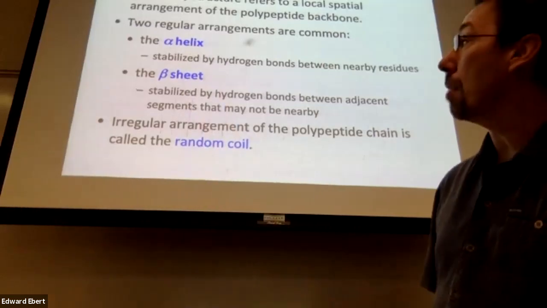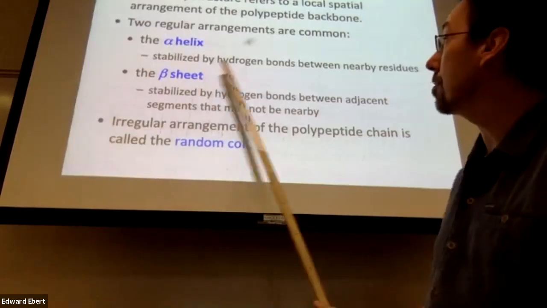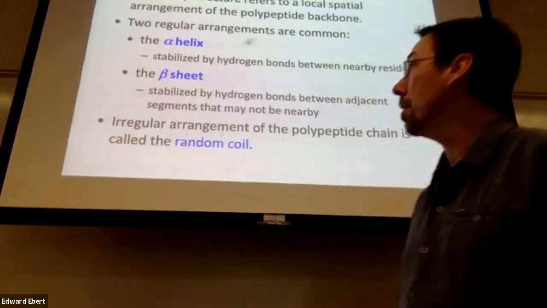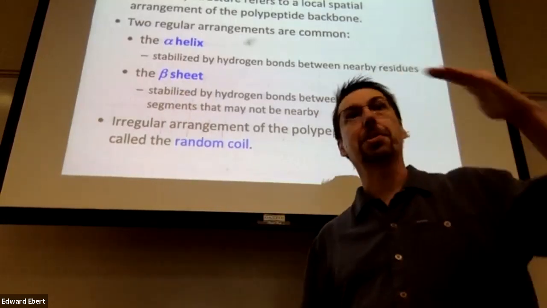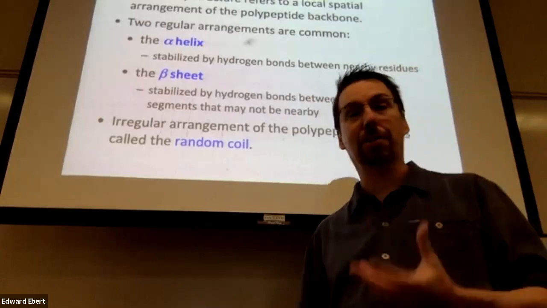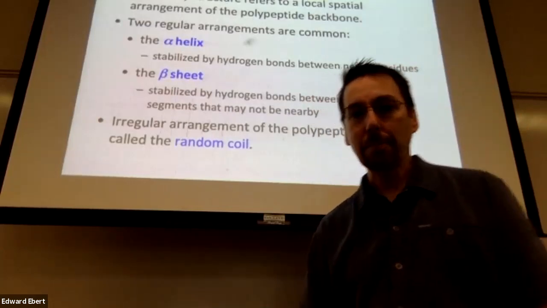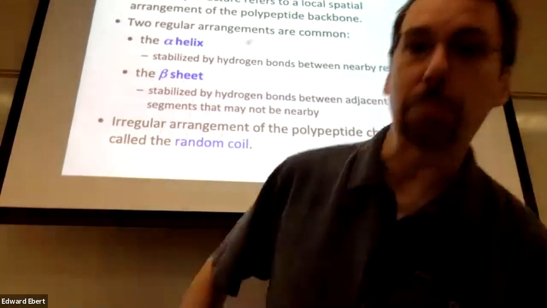There are two very common ones: the alpha helix and the beta sheet. Our alpha helix is going to be stabilized by hydrogen bonds between different nearby residues. Our beta sheets are going to be stabilized by hydrogen bonds between different segments of the protein that are not necessarily nearby. They could be pretty far away. And then we also have irregular arrangements, which are called random coil.